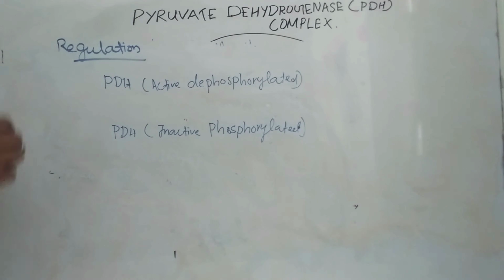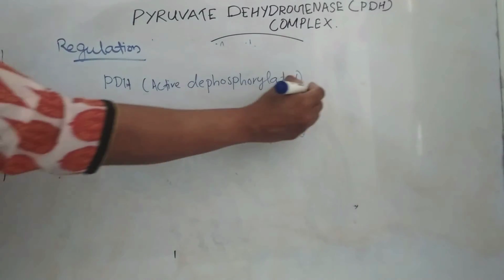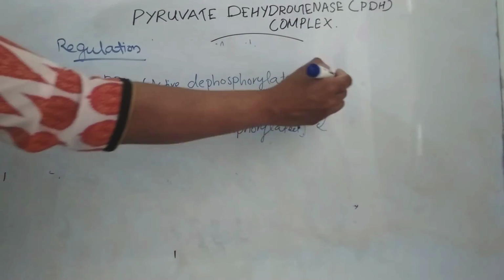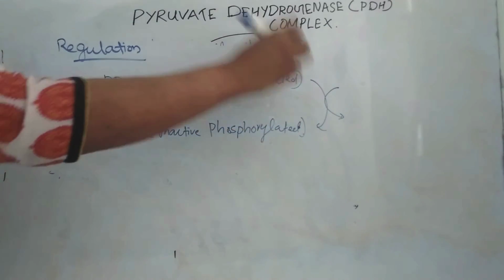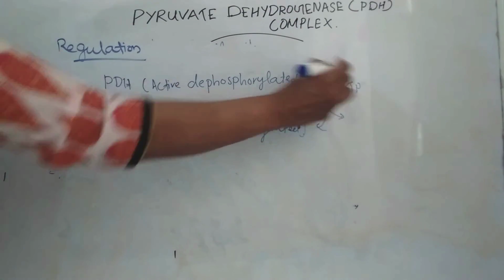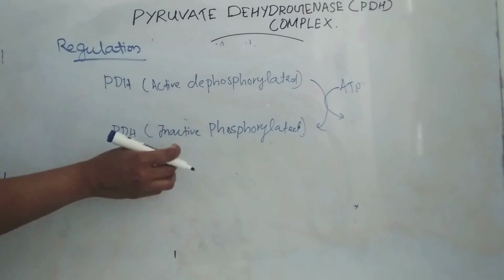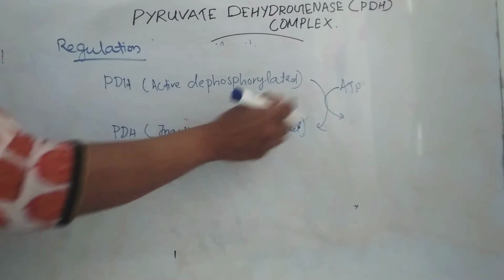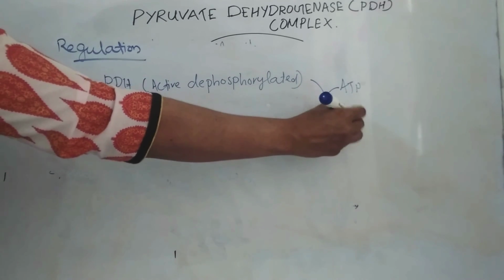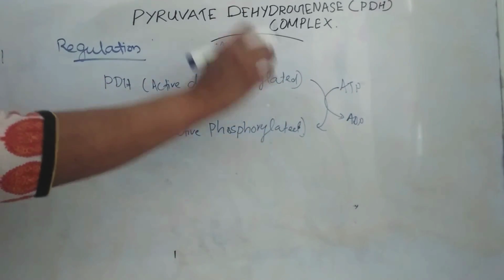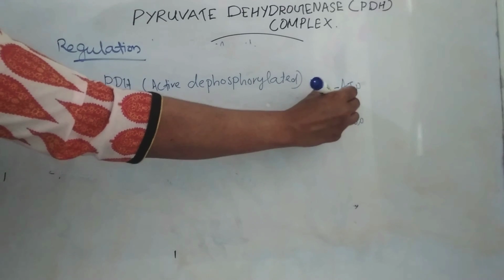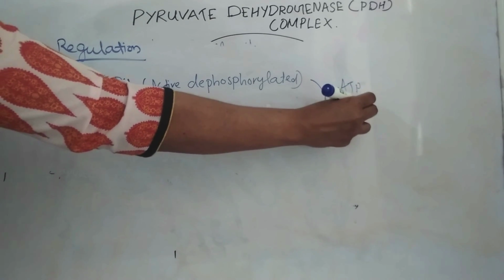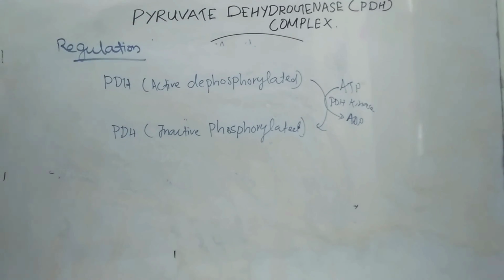Then ATP causes phosphorylation with the enzyme PDH kinase. ATP causes phosphorylation of this PDH, converting the active form to the inactive form. ATP becomes ADP with the enzyme PDH kinase, and it will become the inactive phosphorylated form.